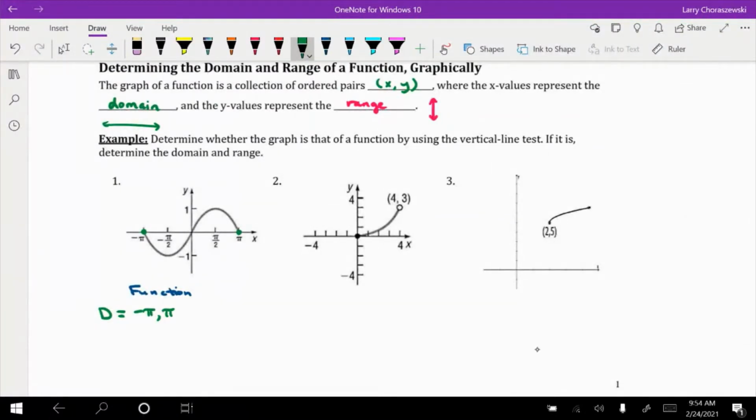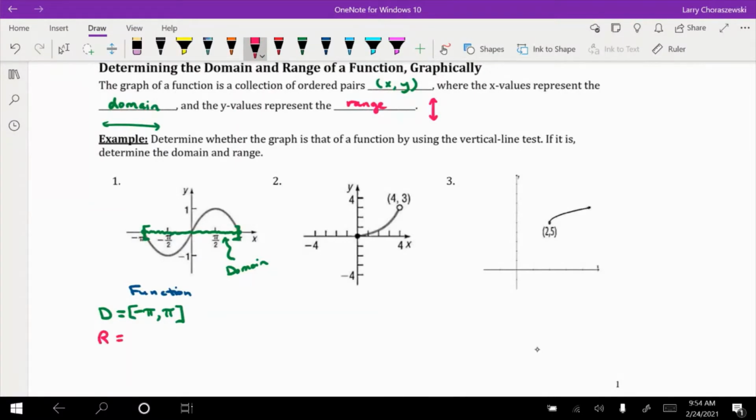Since negative pi is part of a legit point on the graph, I'm going to bracket it on the x-axis, and I'm going to bracket pi as well, and I'm going to shade all the x values that go between these two. And this gives you a visual of the domain. It's all these x values that are being used to create this graph. And in interval notation, bracket negative pi, comma positive pi.